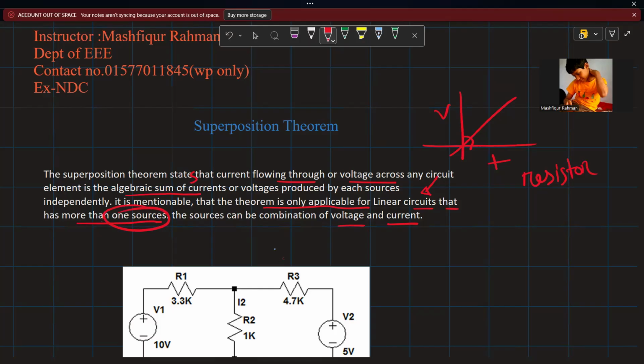Now let's think about the main statement. The superposition theorem states that the current flowing through, we know that current flows through an element, and the voltage, we measure the voltage across any element, right, is the algebraic sum of the currents and voltages produced by each source independently. It seems a little bit complex, right?